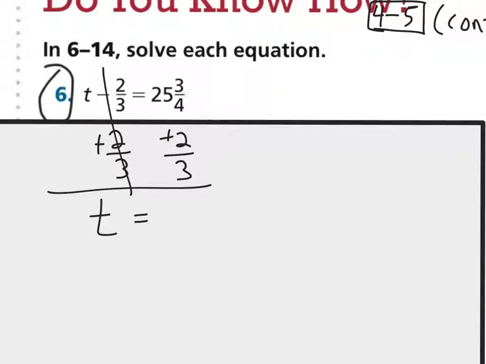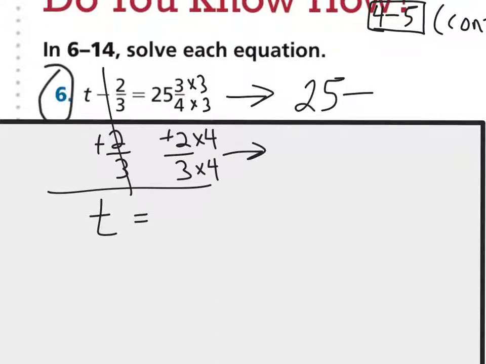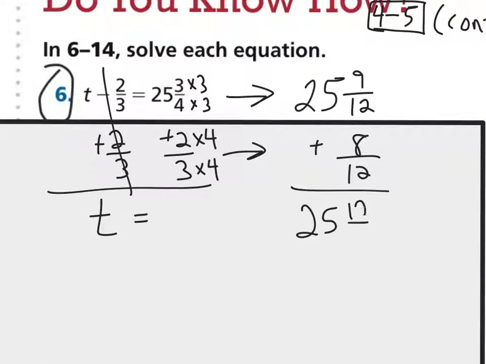In order to add these together, though, we're going to have to get a common denominator. So 12 is going to be our common denominator for this problem. This is kind of our worst case scenario we talked about before. It always works if you multiply the denominators by each other. You're going to get a common denominator. It may not be the smallest one, but it will be a common denominator. So that'll give us 25 and 9/12 plus 8/12. So if we add those together, that's 25 and 17/12.